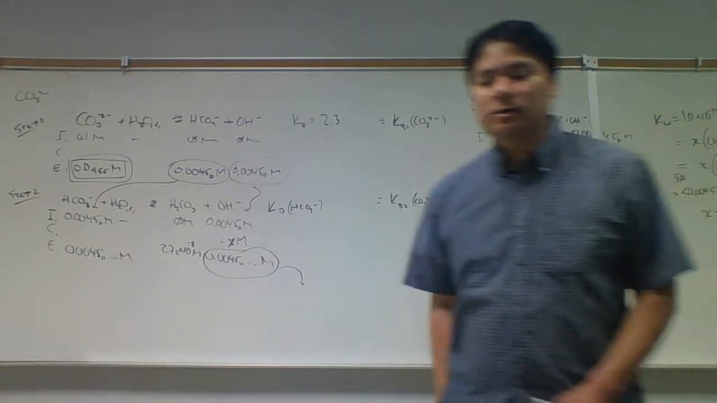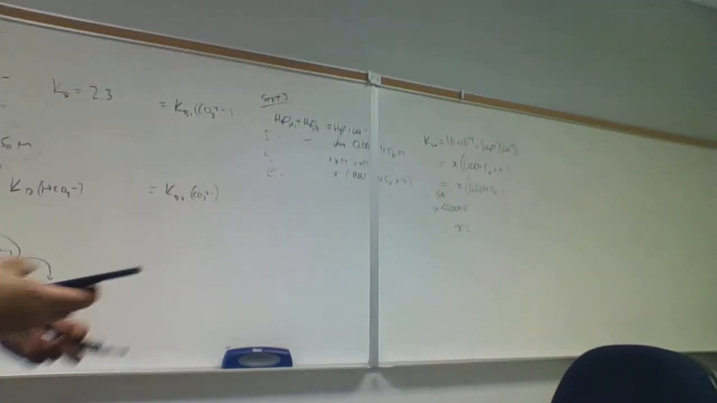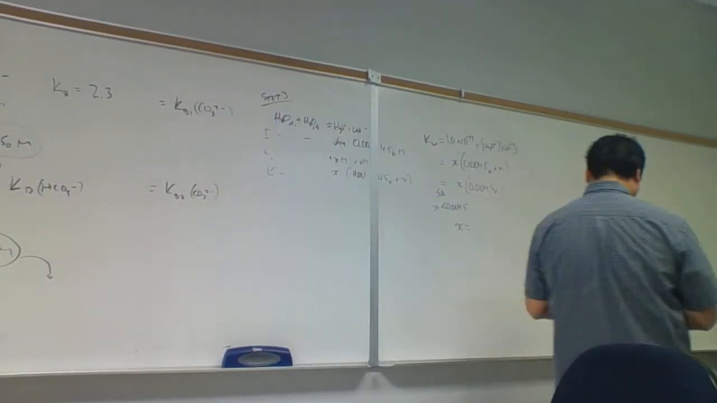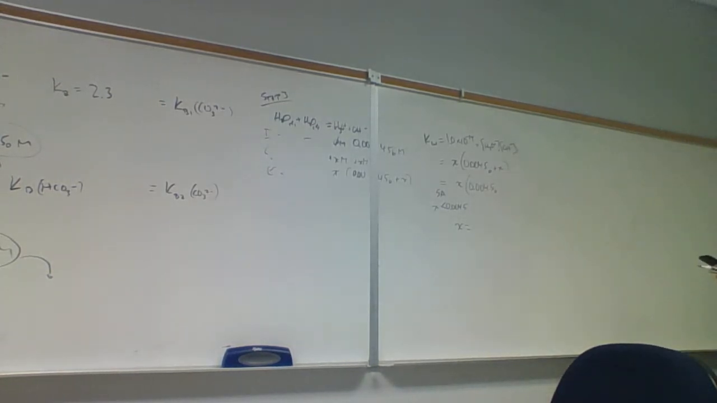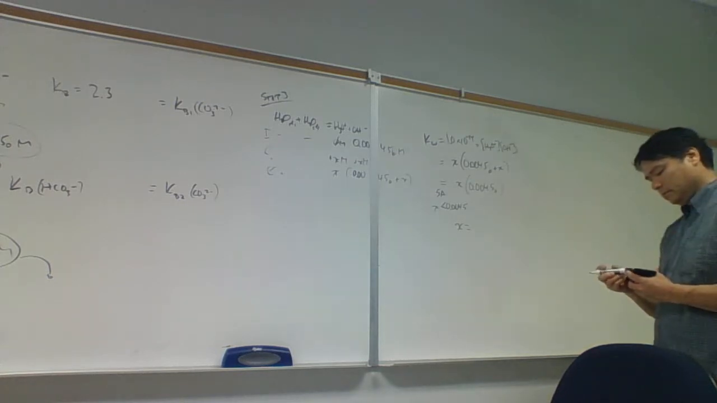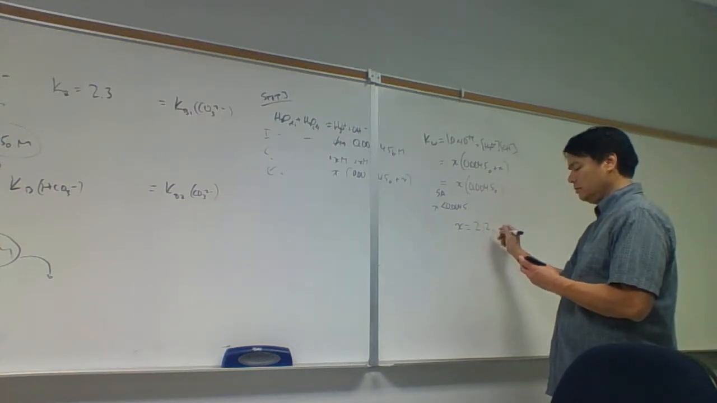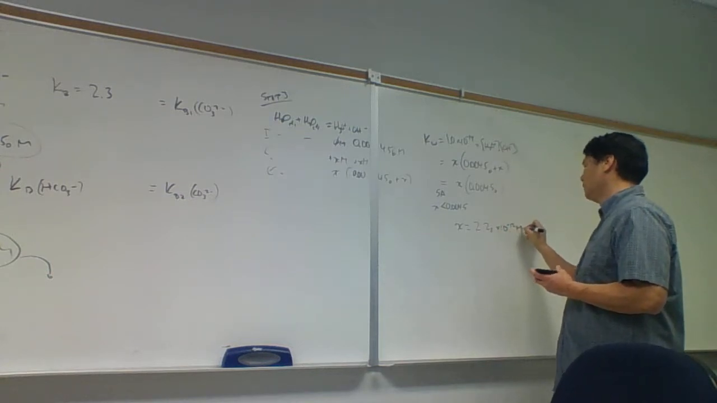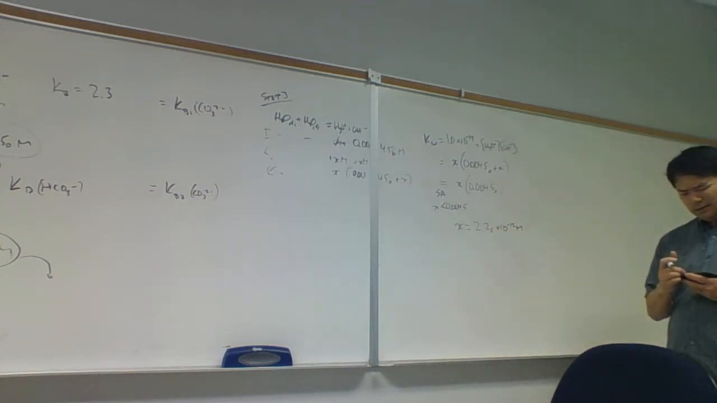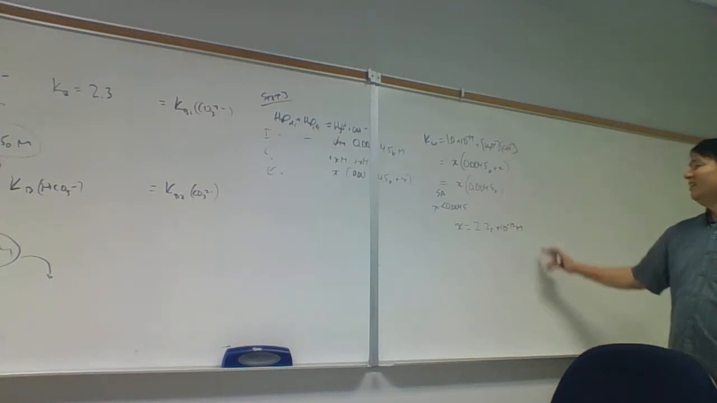What do we get for X here? So I have 1 times 10 to the minus 14 divided by 0.045. I get 2.22 times 10 to the minus 12 molar.